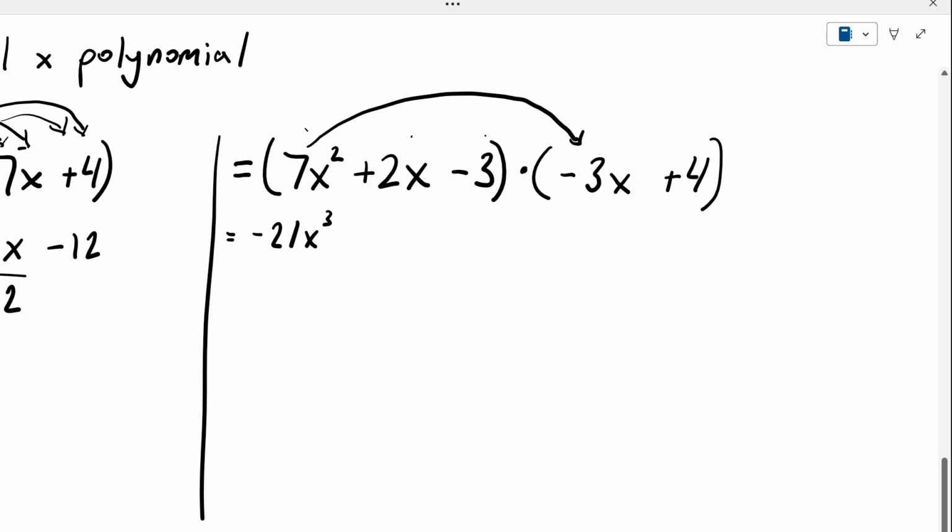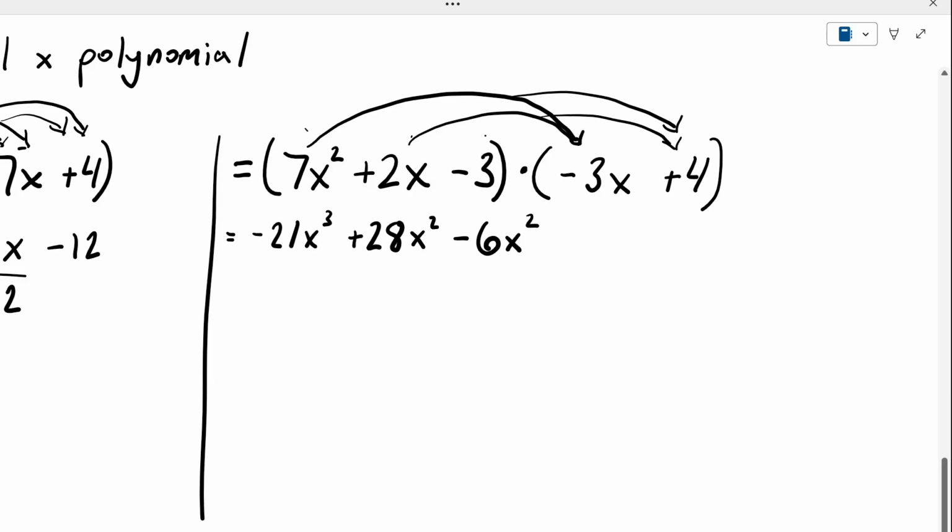Now we have to do 7x squared times 4. That will give us 28x squared. Now we move on to the next term in the first bracket, which is a 2x. We have to do 2x times negative 3x. This will give us negative 6x squared. And the same again, we have to do 2x times 4. 2x times 4 will be plus 8x.